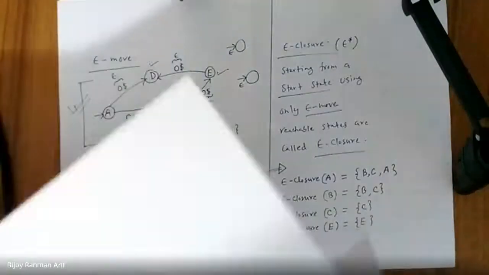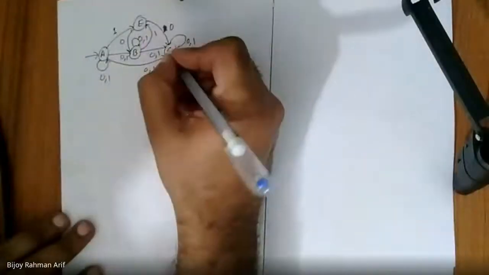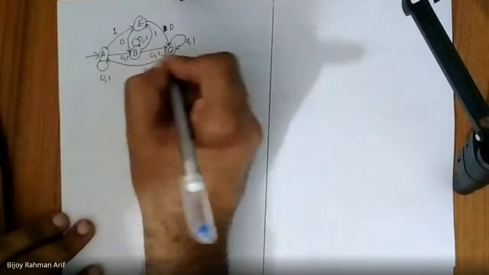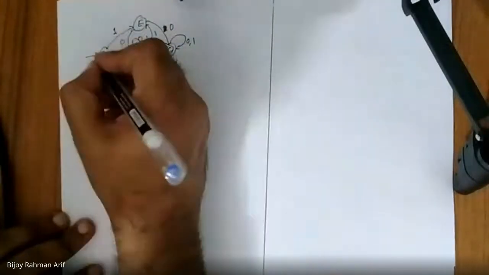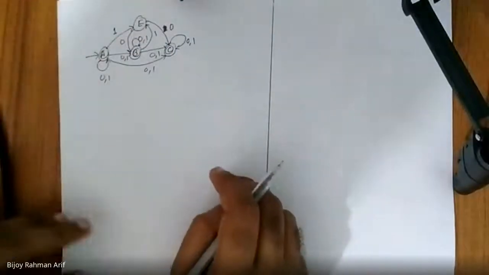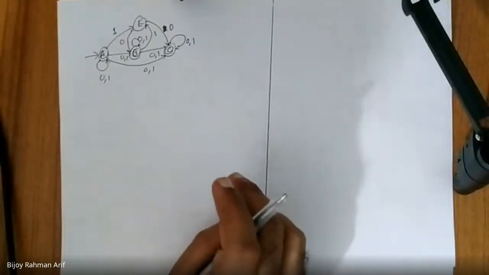So in this case, C is definitely a final state. As they are epsilon move connected, B is also a final state and A is also a final state. Now, how can you define the final states in the epsilon NFA?